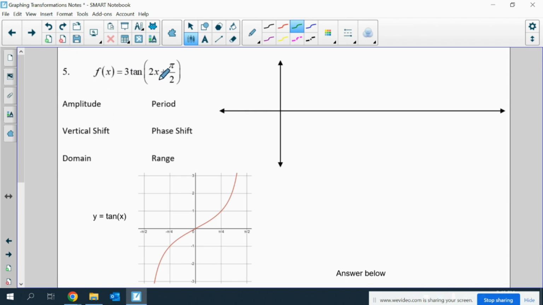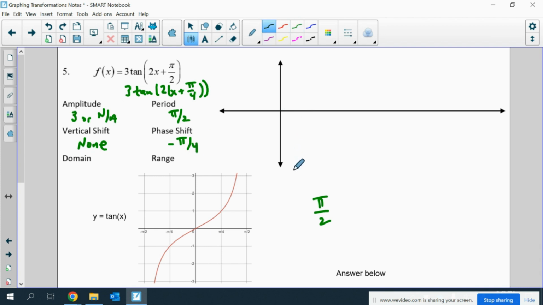So 3 tangent of 2x plus pi halves. Again, amplitude is 3 or not applicable. Vertical shift, none. Period. If I factor out the 2 to make things easier, the normal period of tangent is pi, remember, and then I divide it by b, so I get pi over 2. Phase shift is to the left, pi over 4.